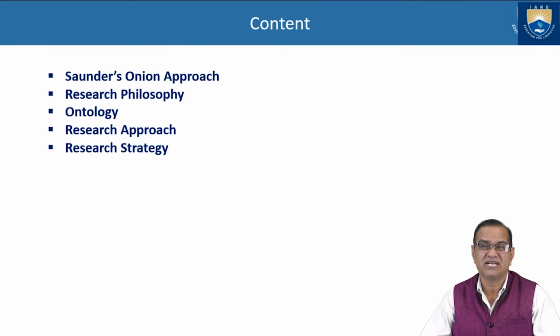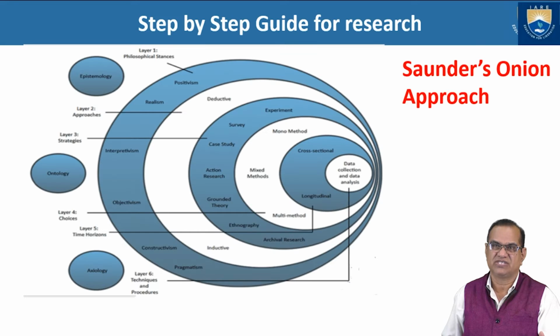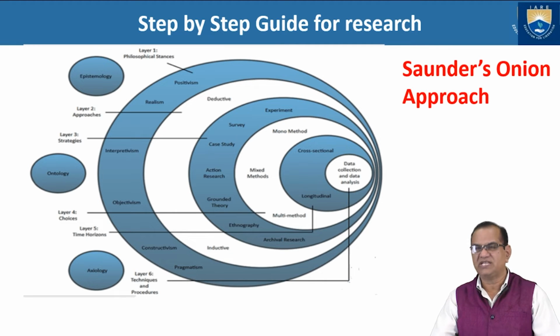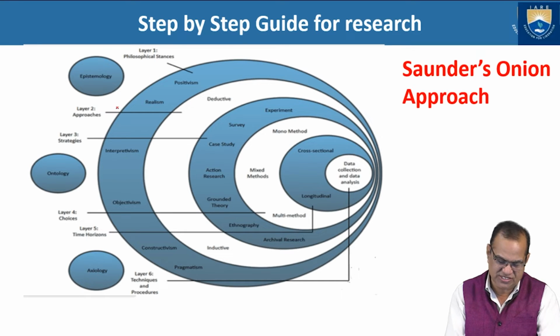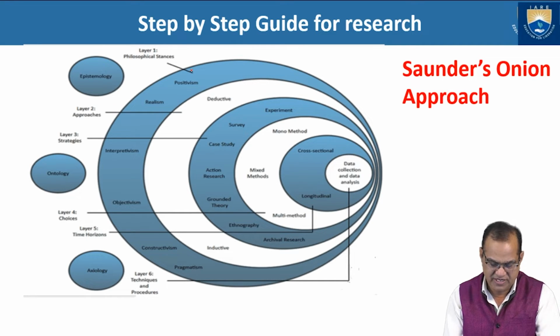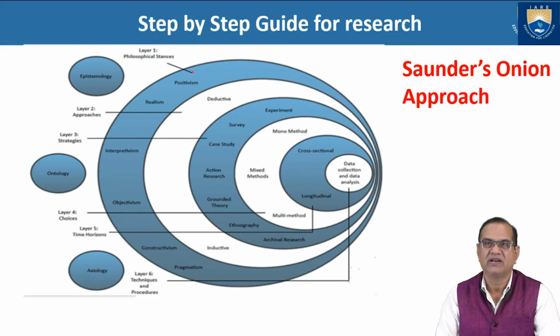And we will also understand some research philosophy, what types of philosophies are used for research. We can go for ontology, research approaches and research strategies. So this is the step-by-step guide for the research, given by the Saunders' onion approach. Here we have layer 1, then layer 2, layer 3, layer 4, layer 5, and last is layer 6.